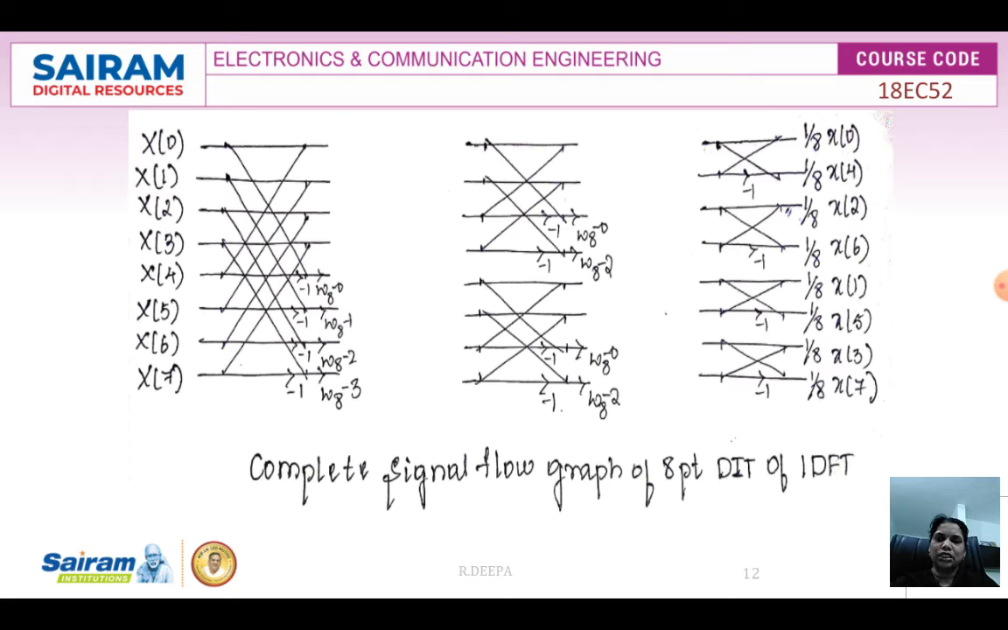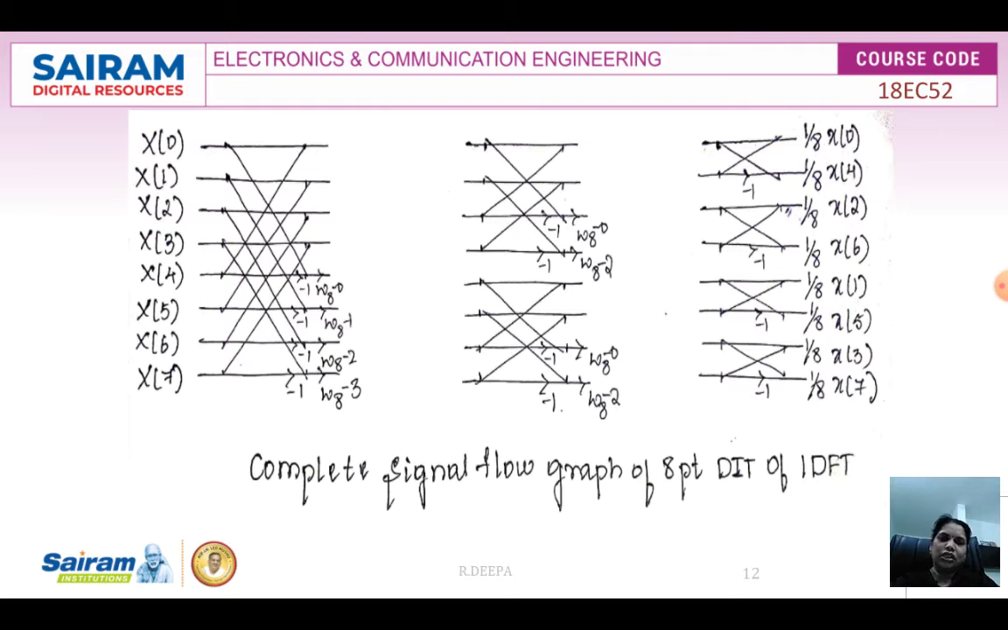Since it is finding the IDFT, all these complex values W8 will be negative, and they come after the summation point. In the first stage, after the summation point, it has to be multiplied with W8 power of minus 0, minus 1, minus 2 and minus 3. For the second stage, it has to be multiplied with W8 power of minus 0 and W8 power of minus 2. And for the last stage, the second input, after the summation point, has to be multiplied with W8 power of minus 0, and it is 1.